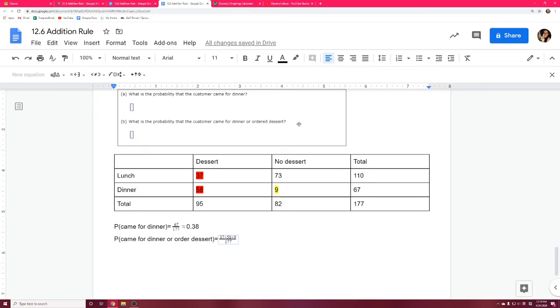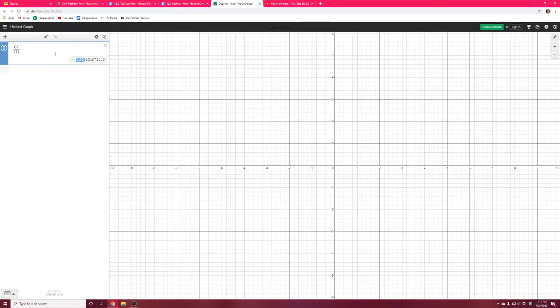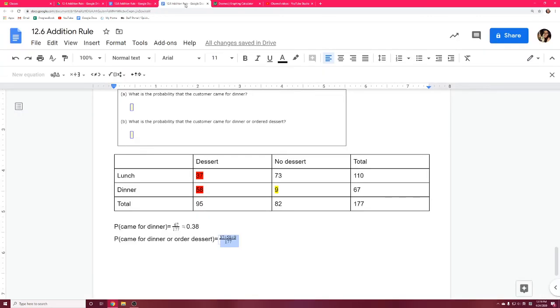Okay, so let's copy and paste if we can into the decimal calculator and see if we can get an answer. Okay, divided by 177. Alright, so it's 0.597, round up the last digit, 0.59. Approximately 0.59.